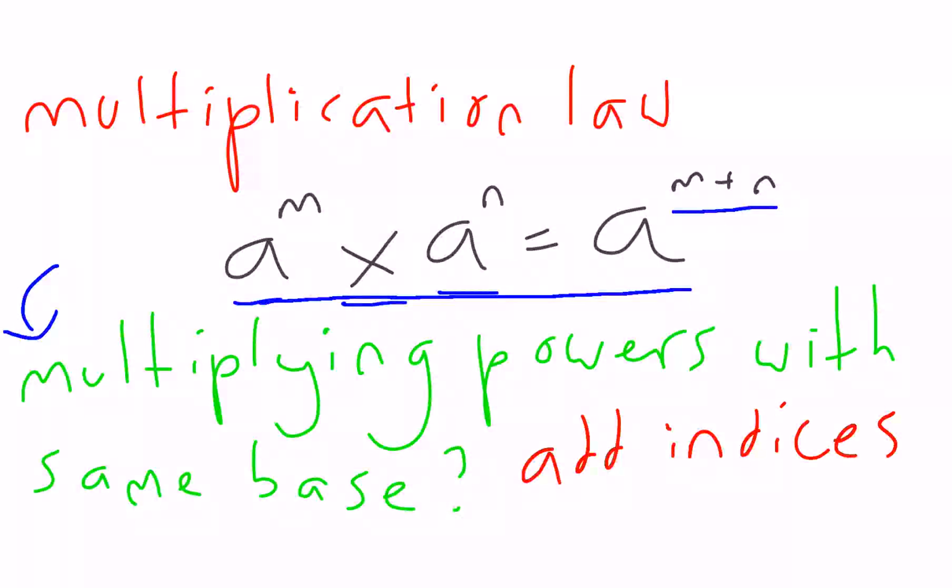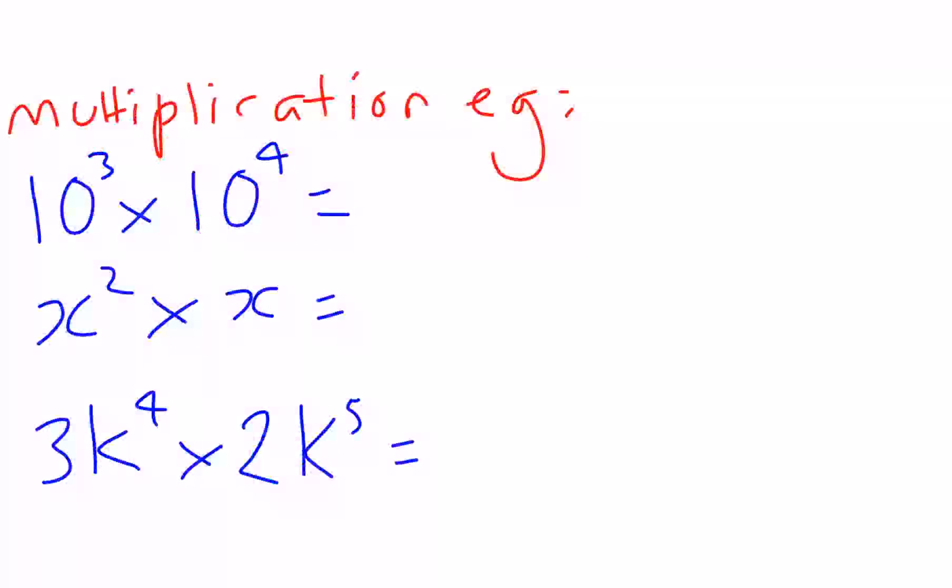Let's do some examples. Example 1, 10 cubed times 10 to the power of 4. If I expanded it out, it would be 10 times 10 times 10 times 10 times 10 times 10 times 10. But we know that we can take the shortcut of adding the indices, 10 to the power of 3 plus 4, 10 to the power of 7. We leave it in index form if the question asks us to.